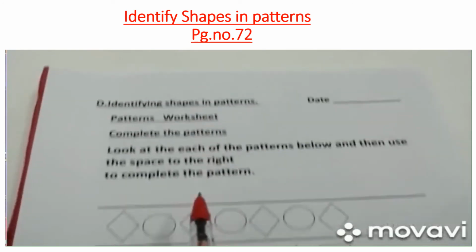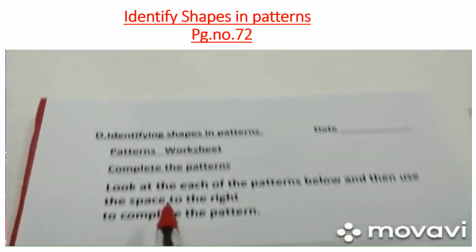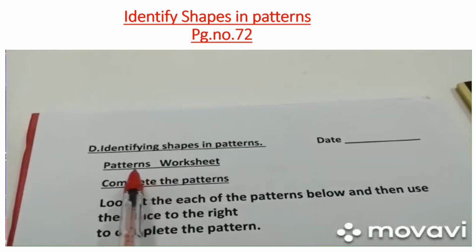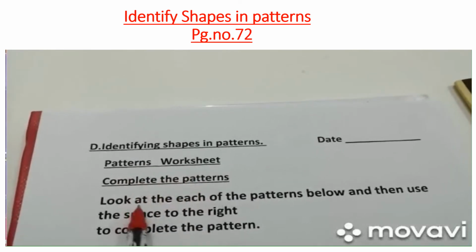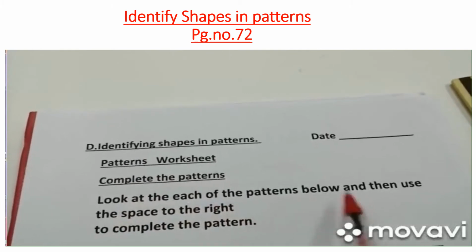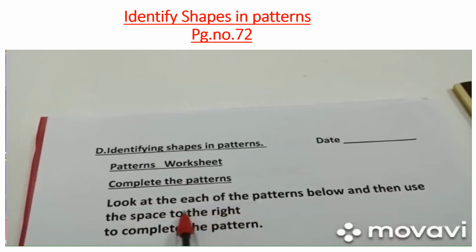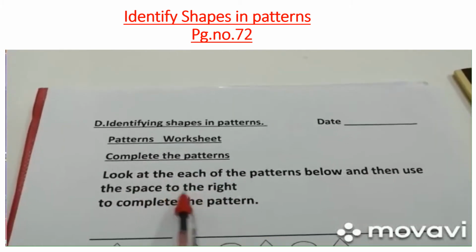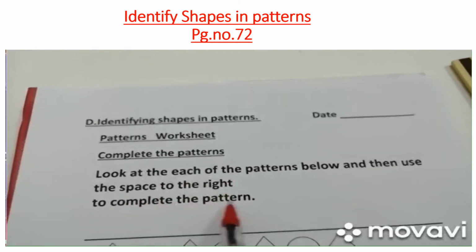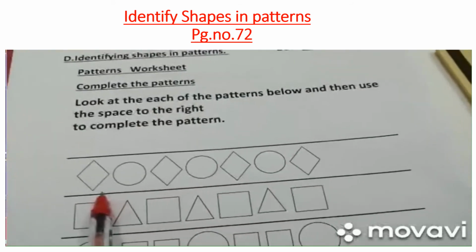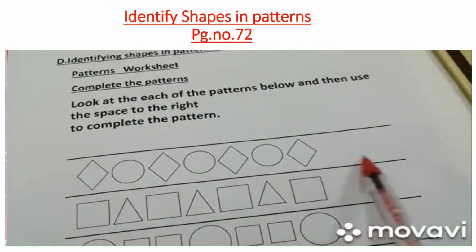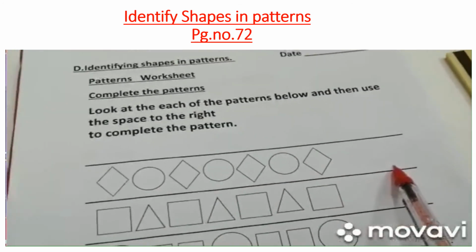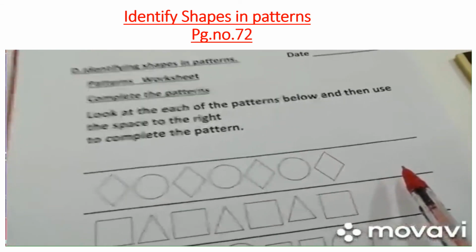There are different types of shapes, so you have to complete the pattern. This is the pattern worksheet. Complete the patterns. Look at each of the patterns below and then use the space to the right to complete the pattern. Patterns are drawn here, so you have to complete this pattern from your right side.